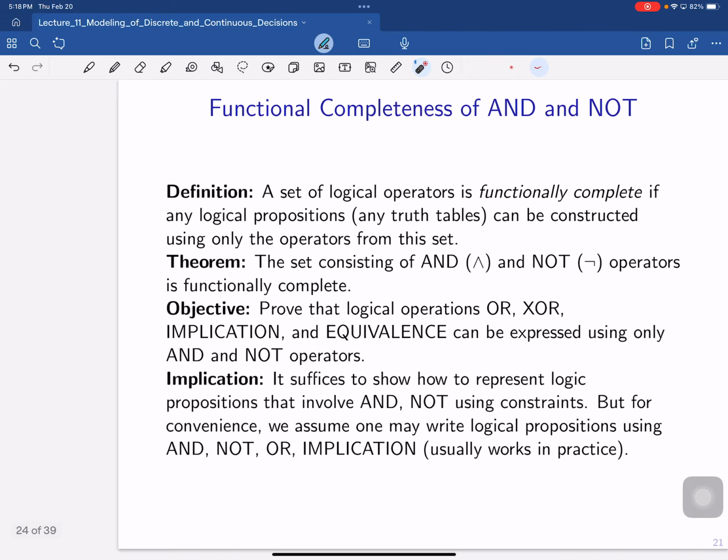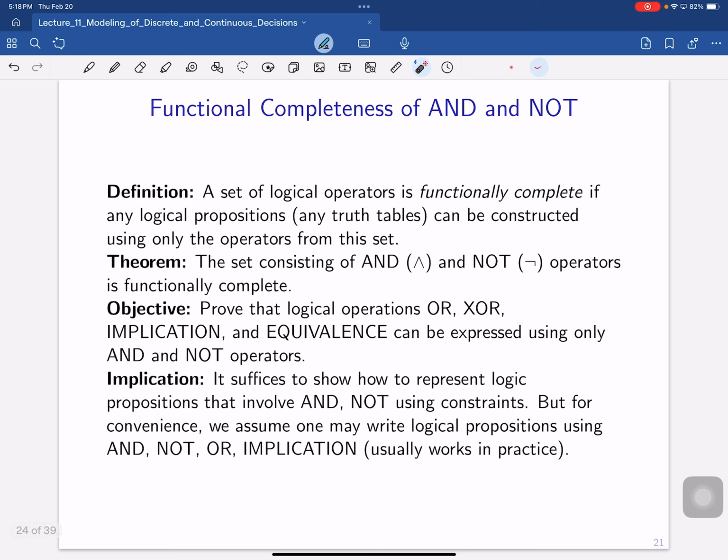In order to do that, let's talk about a concept called functional completeness. What does that mean? The definition is that a set of logic operators is functionally complete if any logic proposition, or you can think of any truth table, can be constructed using only the operators from this set.